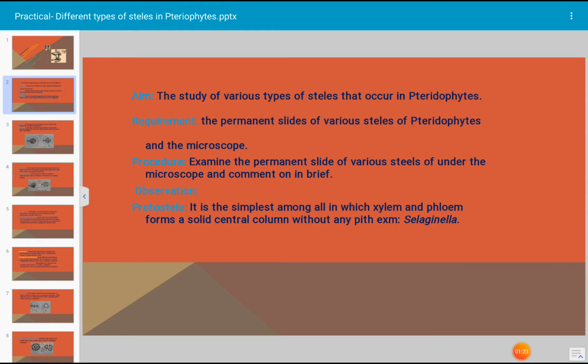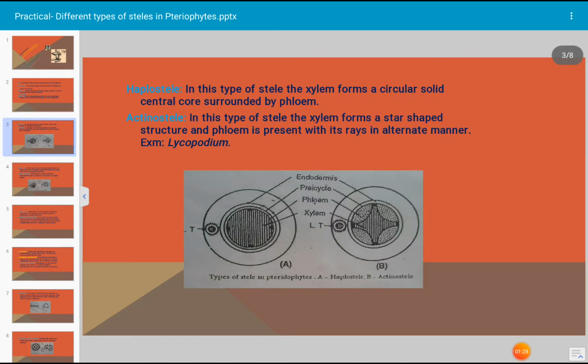pith. An example is Selaginella. Next, one more type of stele is Haplostele, which also occurs in some plants of pteridophytes. In Haplostele, the xylem forms a circular central core surrounded by phloem. Such a type of stele is called Haplostele. The figure is given here. And another one, Actinostele.